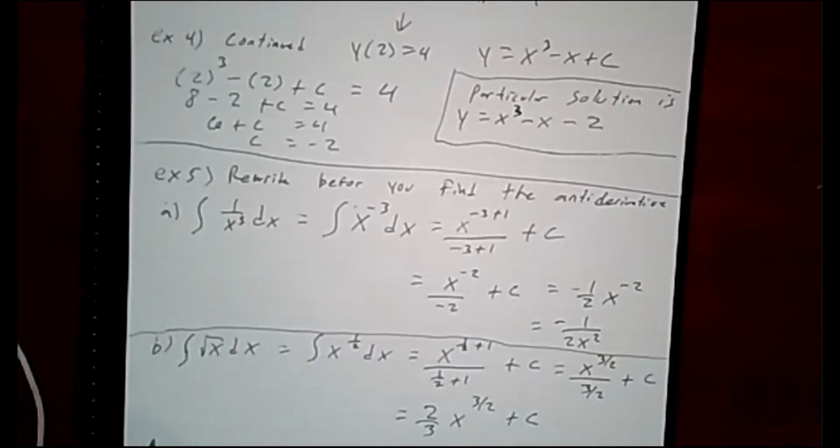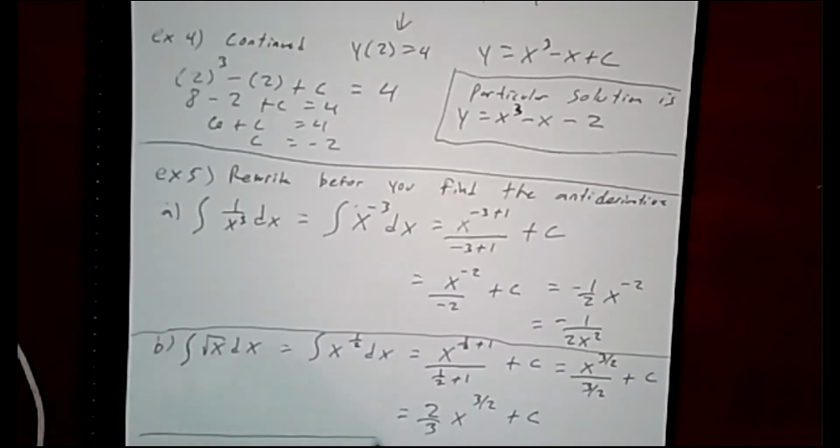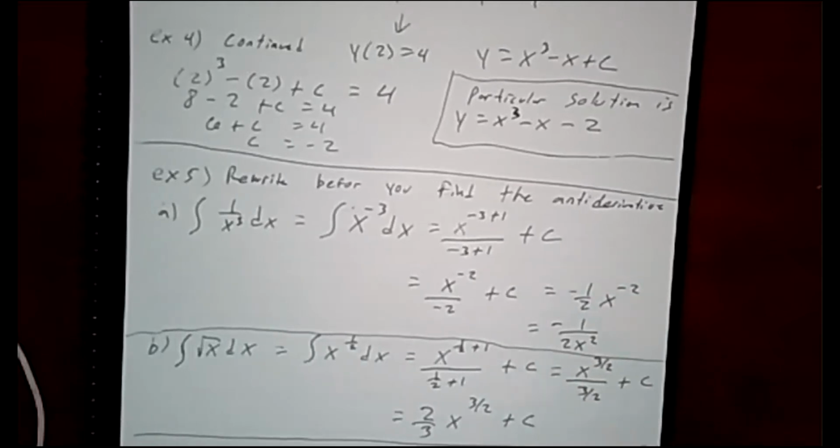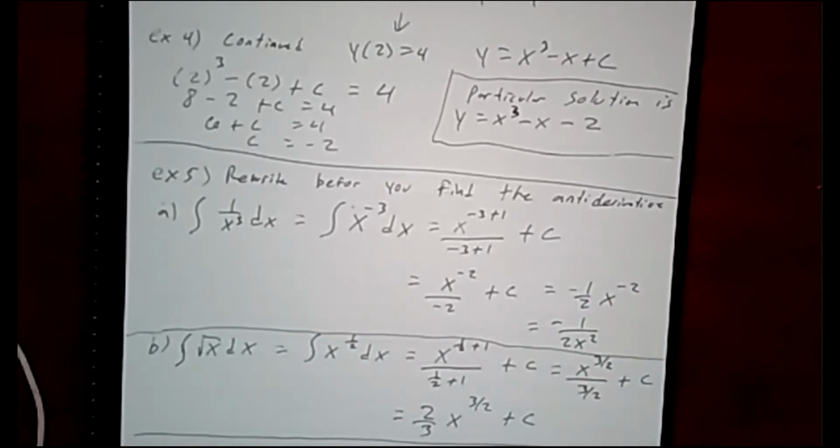And then do we need to find C? Only if they ask for a particular solution. And they have to give you an initial condition. Okay, but this is not the antiderivative, right? Yeah, we found the antiderivative, so this is a general solution. We are just not finding the particular one.